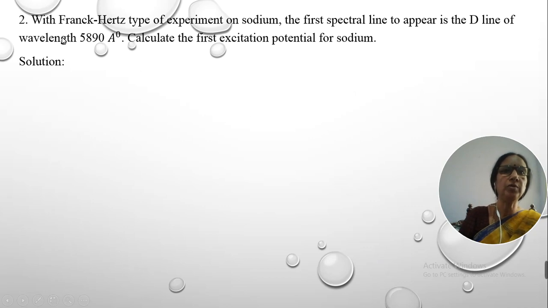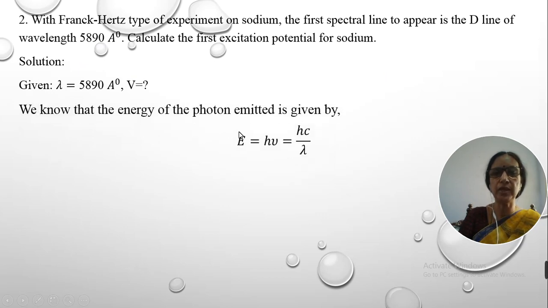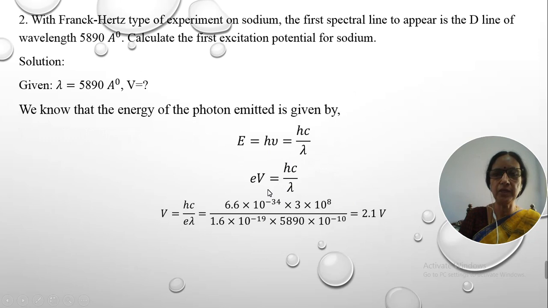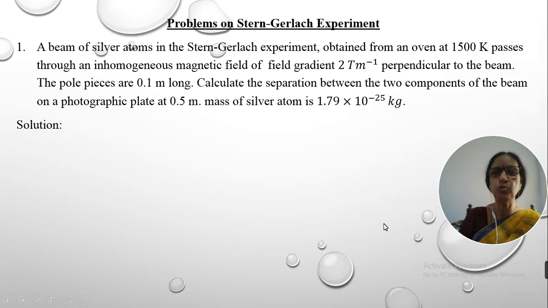Another problem. With Franck-Hertz type of experiment on sodium, the first spectral line to appear is the D line. Sodium lines are usually referred to as D lines of wavelength 5890 angstrom. Calculate the first excitation potential for sodium. The wavelength is given, so V is to be determined. Again same formula, E is equal to h nu. Write this as e into capital V. V is to be determined. Cross multiply and hc by e lambda we will get. Substitute all the values here: h value, c value, e value, and wavelength is given. So it comes out to be 2.1 volts.